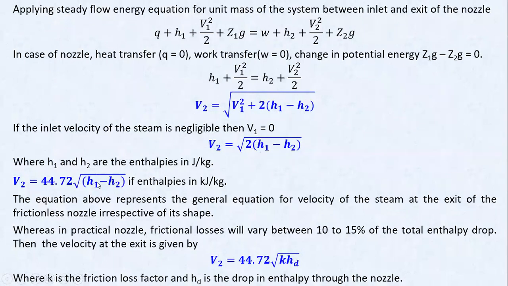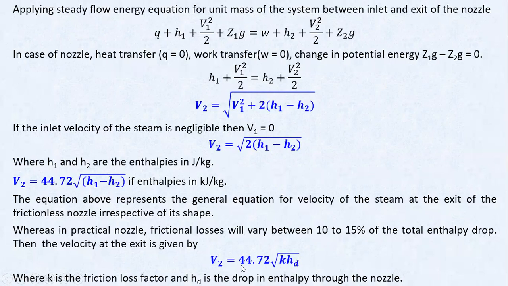Otherwise, if we want to substitute H1 and H2, it simplifies to root 2000, which is 44.72 square root of (H1 minus H2), where H1 and H2 are in kilojoules per kg. Normally there will be frictional losses, that is, friction between the steam and the wall of the turbine, and these losses will be between 10 to 15%. So this increases the enthalpy at the exit by 10 to 15%, or the enthalpy drop will be reduced by 10 to 15%.